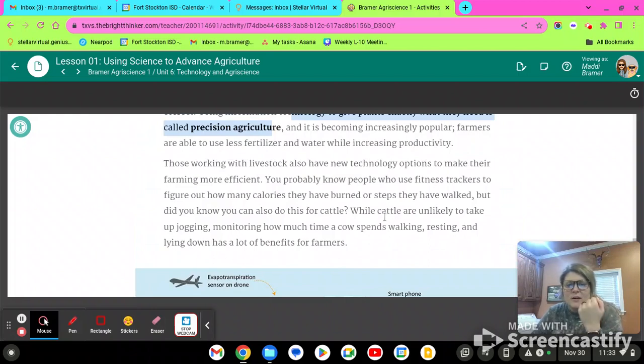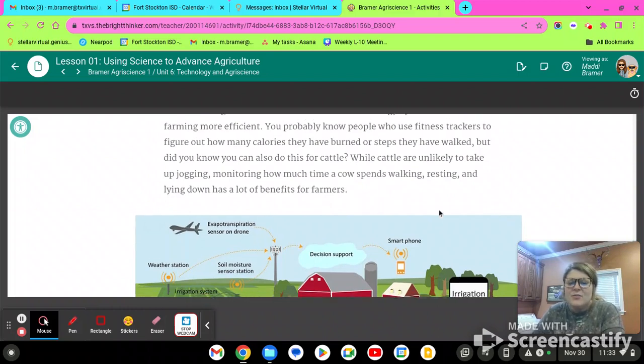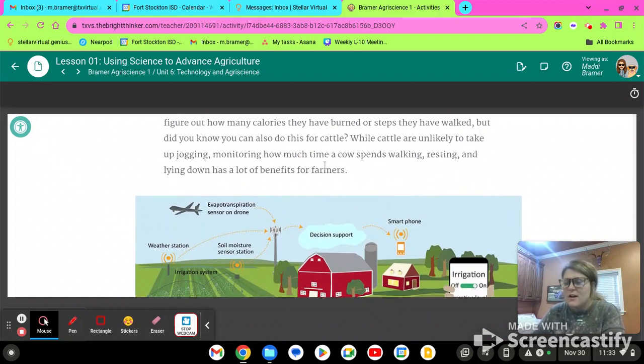So working with livestock, they have great technology also. Like how people have Fitbits. I'm wearing a Fitbit right now to track how many calories I burn or steps that I walk. So you can do this for cattle. Really, mostly for dairy cattle. They use this a lot. They have collars that they can wear, and it'll tell that dairy farmer how much that cow has eaten, how much that cow has milked that day, the temperature of that cow, if that cow is sick, how many babies that cow has had, all of that information, which is great for a dairy farmer.